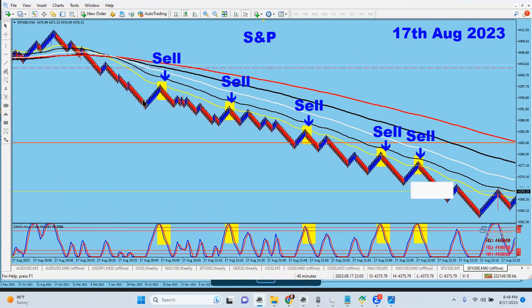So you see, all of these indices or commodities or gold, they have these entries coming in. Of course, we have different settings for different instruments, right? So this is how the system gives you the entry if you have properly set up everything. All right, so hope that helps.